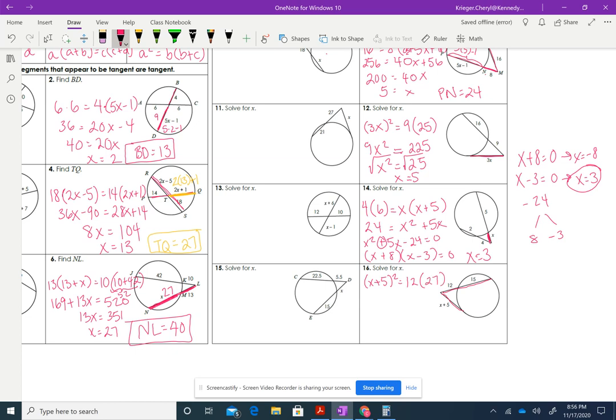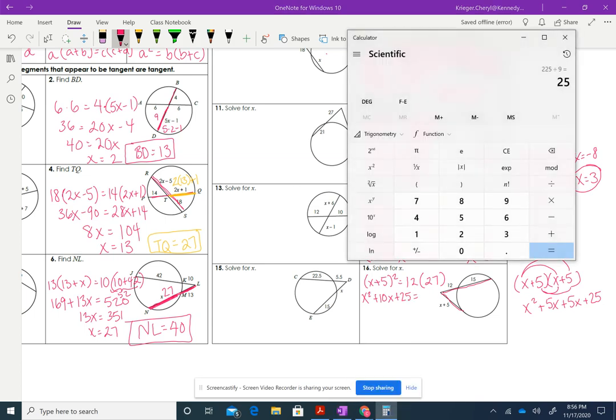All right, let's come over to the right here. X plus 5 squared is x plus 5 times x plus 5. Okay, x times x is x squared. X times 5, 5x. 5 times x, 5x. 5 times 5 is 25. So the left side of my equation simplifies to x squared plus 10x plus 25 equals 12 times 27. And I won't pretend to know what that is. Let's see, 12 times 27 is 324.